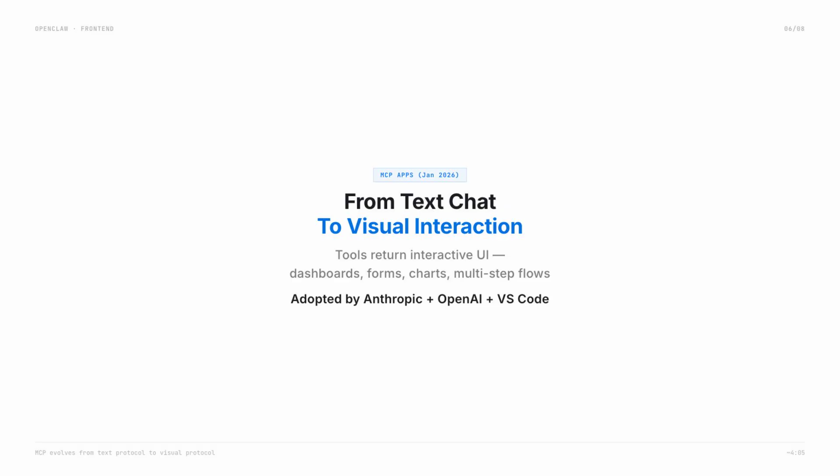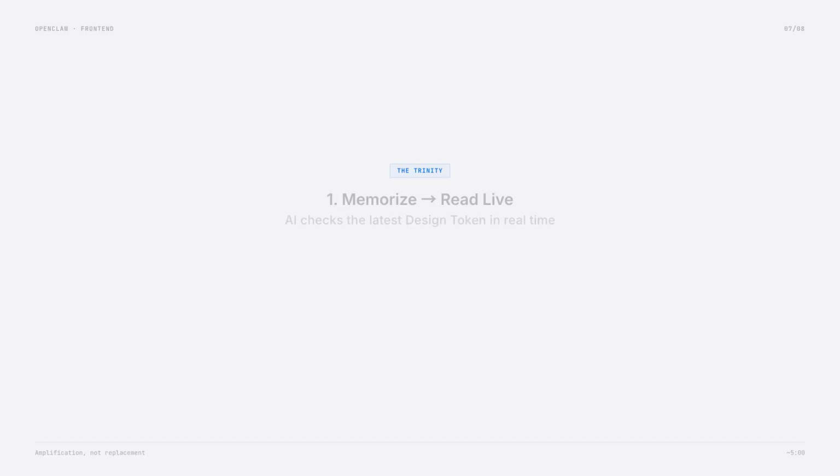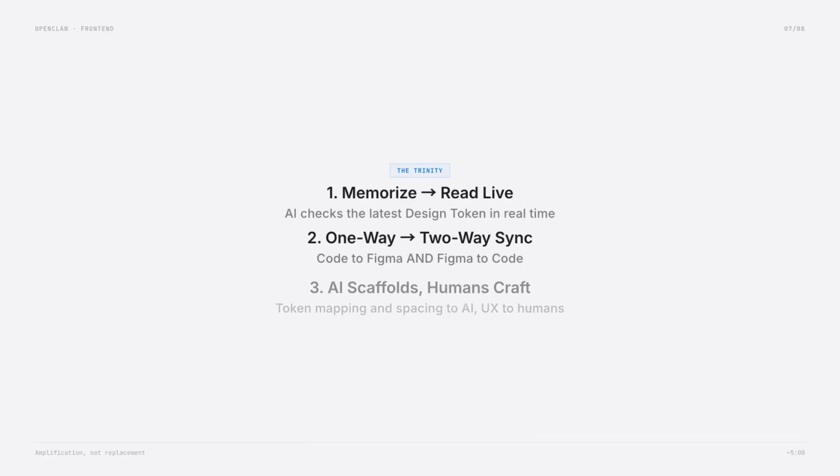Anthropic's David Soria-Para said, MCP Apps moves the user experience from text-based chat to visual interaction. OpenAI adopted the standard and integrated MCP Apps into ChatGPT's SDK. VS Code's Harold Kirschner said, MCP Apps fills the gap where plain text and structured data can only take you so far.